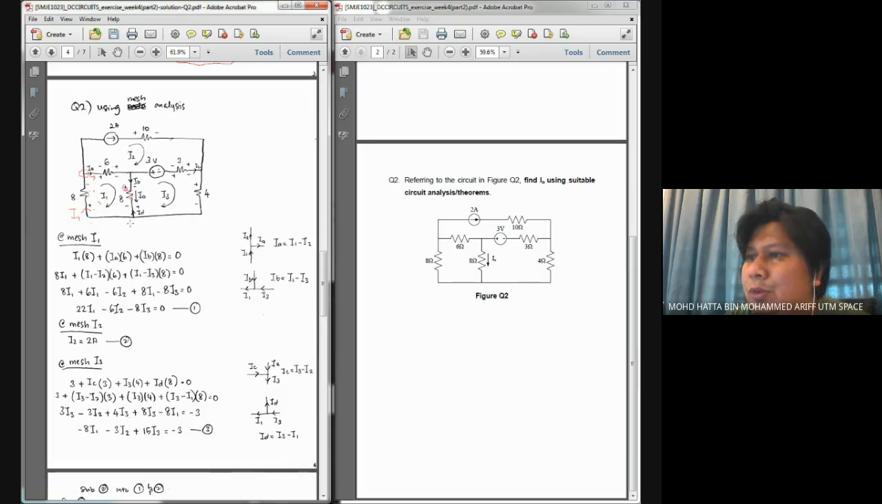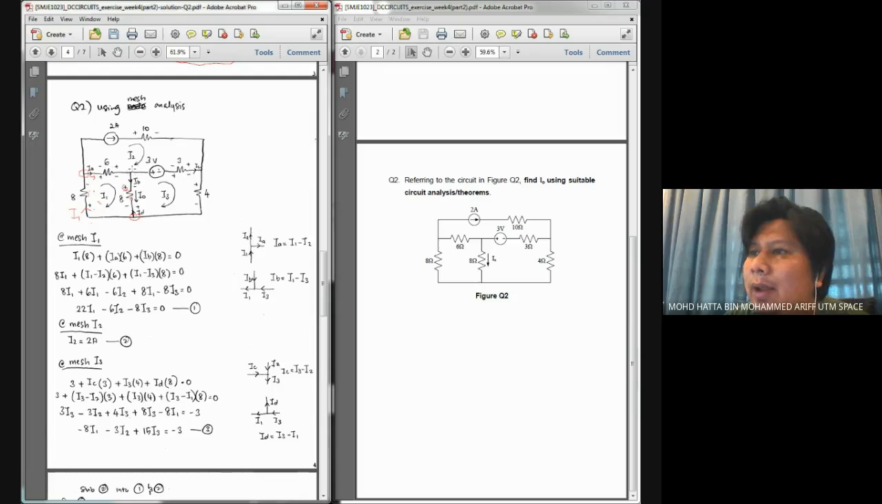This is due to the junction over here. Junction over here tells me that IB is going into that point, I3 also into that point, and I1 flowing out from that point.